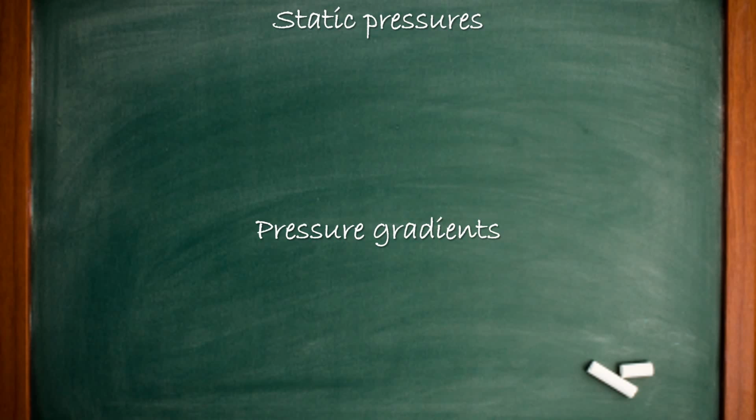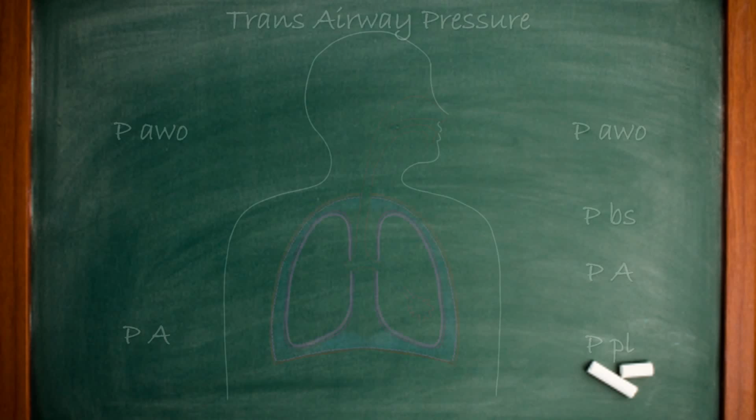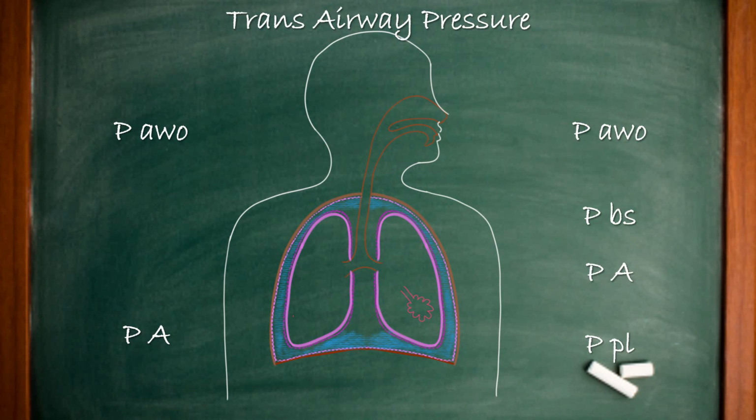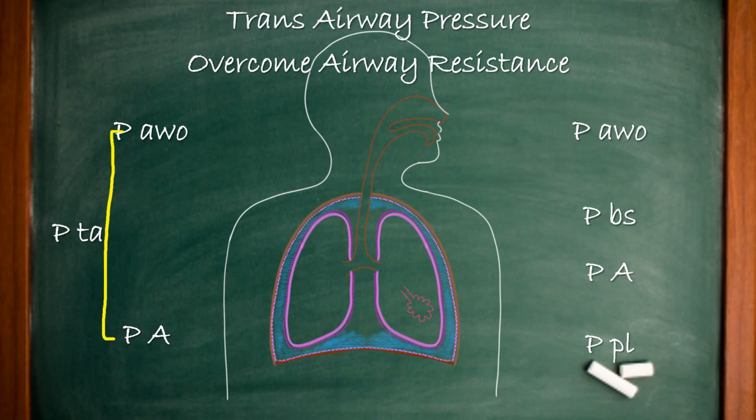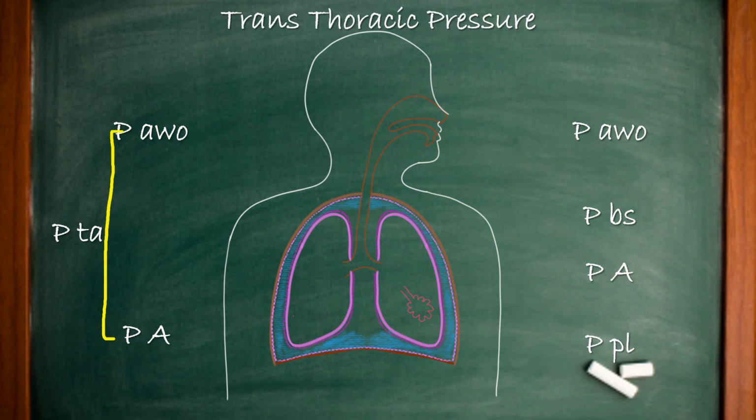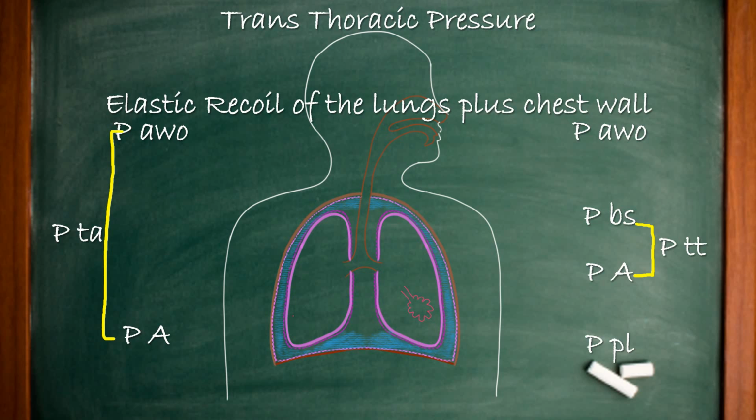The first gradient which we see is the trans-airway pressure. This is the pressure difference between the pressure at the airway opening and the alveolar pressure, and this is the pressure which is utilized to overcome the airway resistance. The next gradient that we see is the trans-thoracic pressure. This is the pressure difference between the pressure at the body surface and the alveolar pressure, and this is the gradient utilized to overcome the elastic recoil of the lungs and the chest wall.